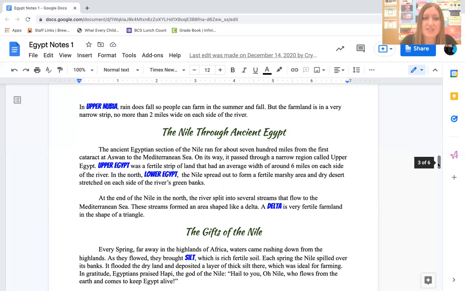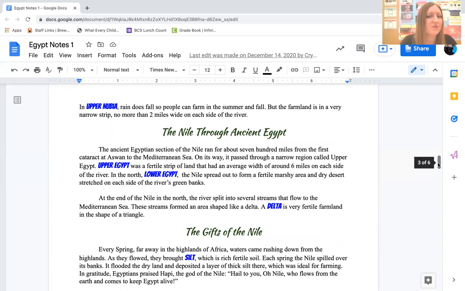The Nile through ancient Egypt. The ancient Egyptian section of the Nile ran for about 700 miles from the first cataract at Aswan to the Mediterranean Sea. On its way, it passed through a narrow region called Upper Egypt.